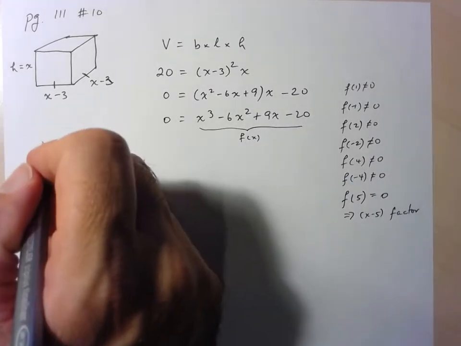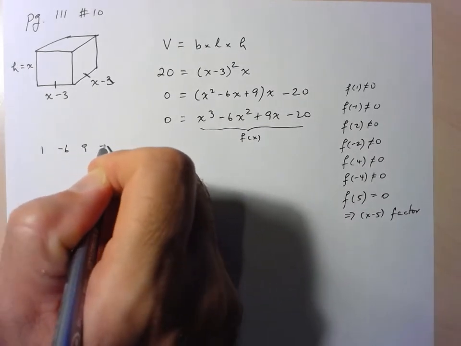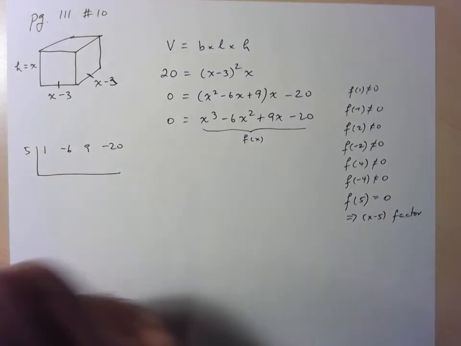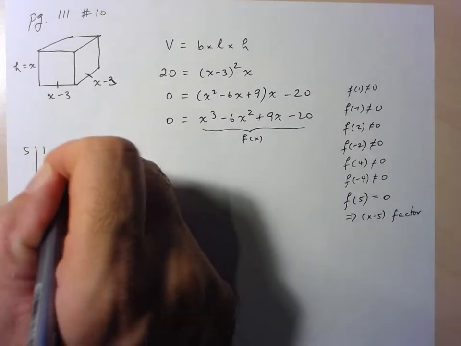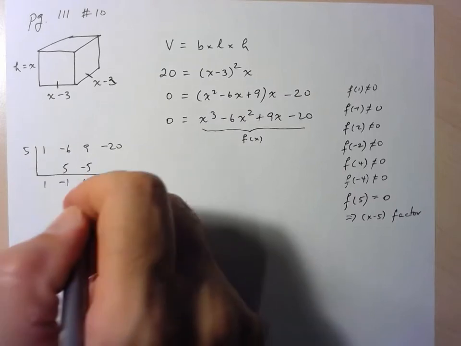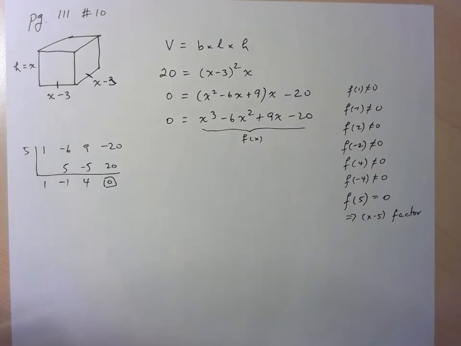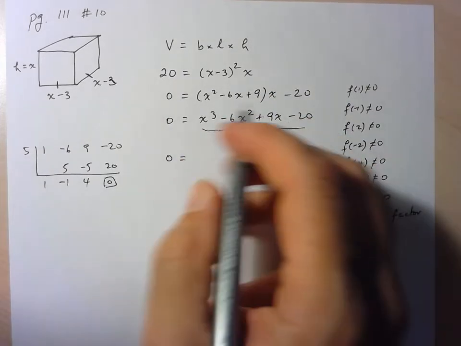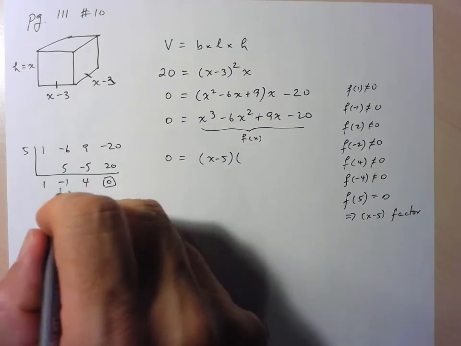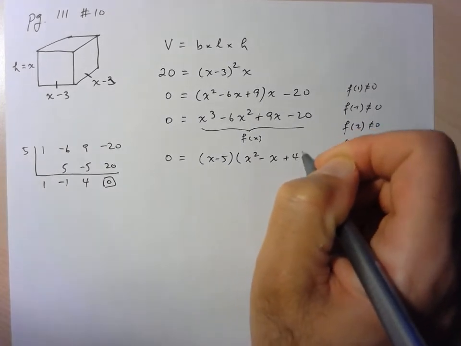So I'm going to use synthetic division. We'll go to this side. So we have 1, negative 6, 9, and negative 20. And divide that by x minus 5. So 5 is our representative for that. So we got 1, 5, negative 6 plus 5 is negative 1. That's going to be negative 5. 9 minus 5 is 4. And here 20, and we do get a remainder of 0. Okay, so finally after all that, I can rewrite the right-hand side as x minus 5 times, and these are coefficients of the quadratic, x squared minus x plus 4.